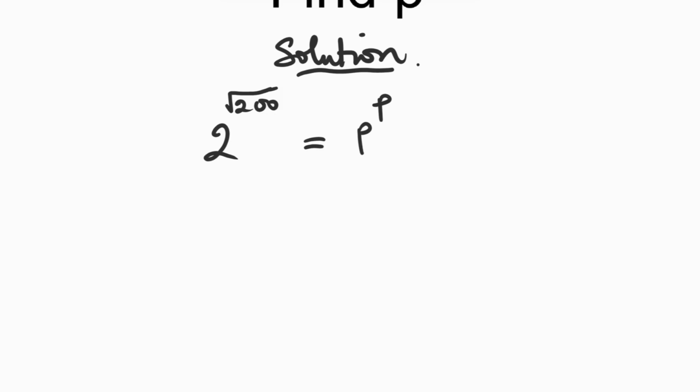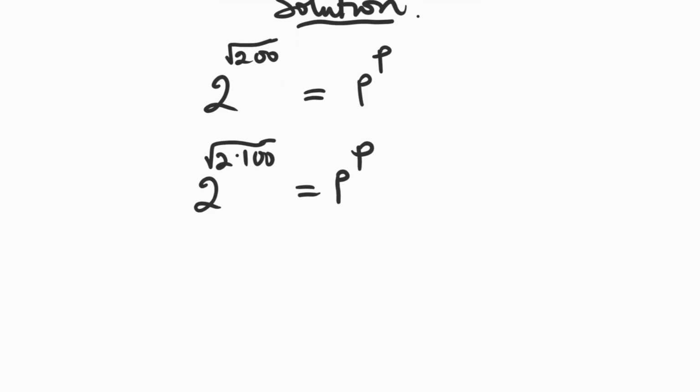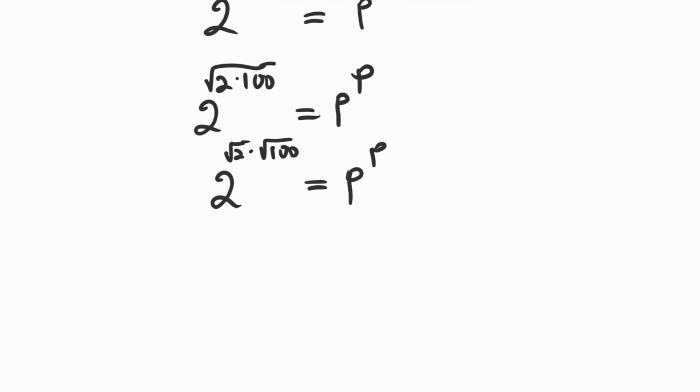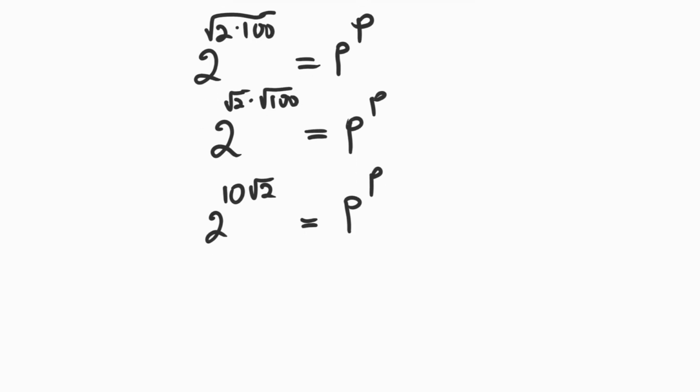Now let's start with rewriting the left-hand side. We know that root of 200 can be rewritten as the square root of 2 times 100. And this is the same thing as root 2 dot root 100. Now the square root of 100 is 10. So we have 2 raised to the power 10 root 2 equals p raised to the power p.